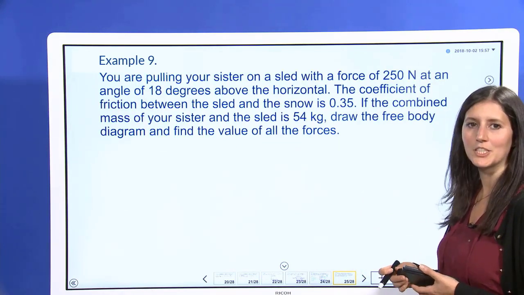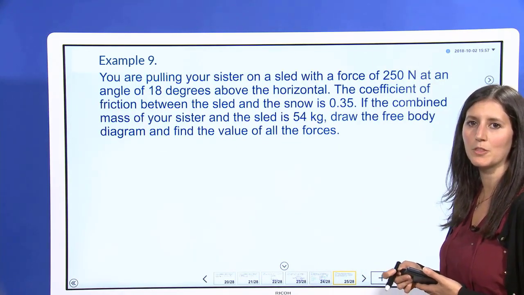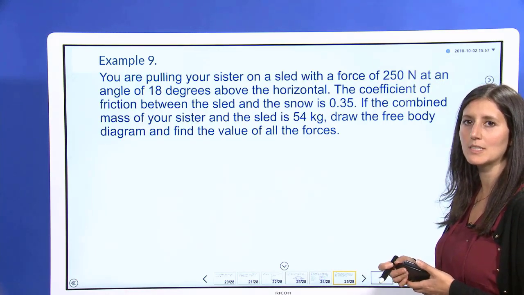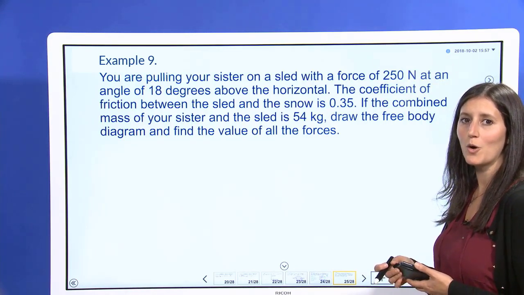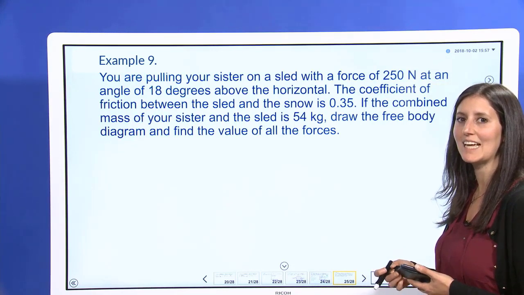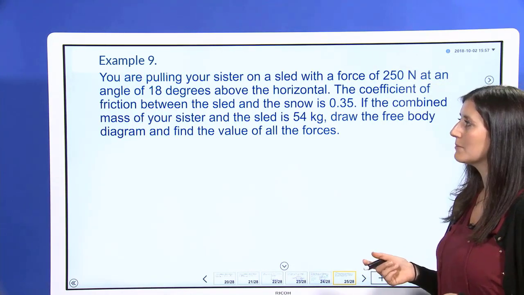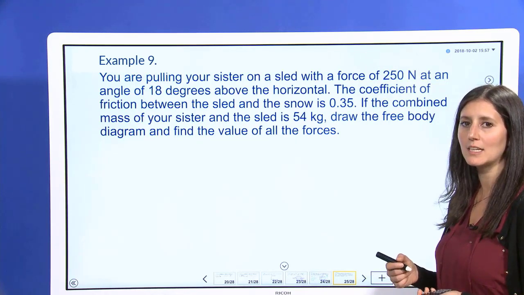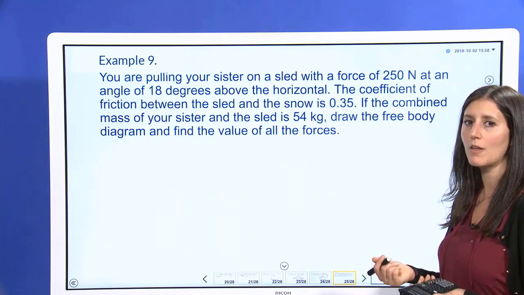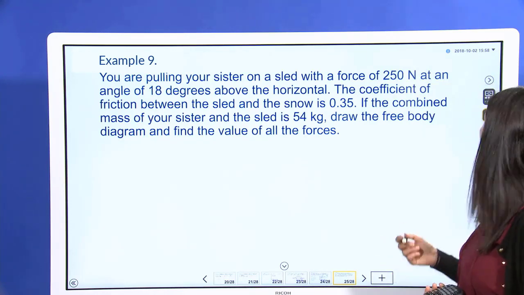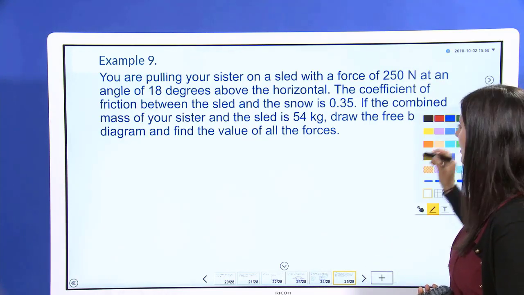Here's another question. You're pulling your sister on a sled with a force of 250 newtons at an angle of 18 degrees above the horizontal. The coefficient of friction between the sled and the snow is 0.35. If the combined mass of your sister and the sled is 54 kilograms, draw the free body diagram and then find the value of all the forces. So let's start drawing.